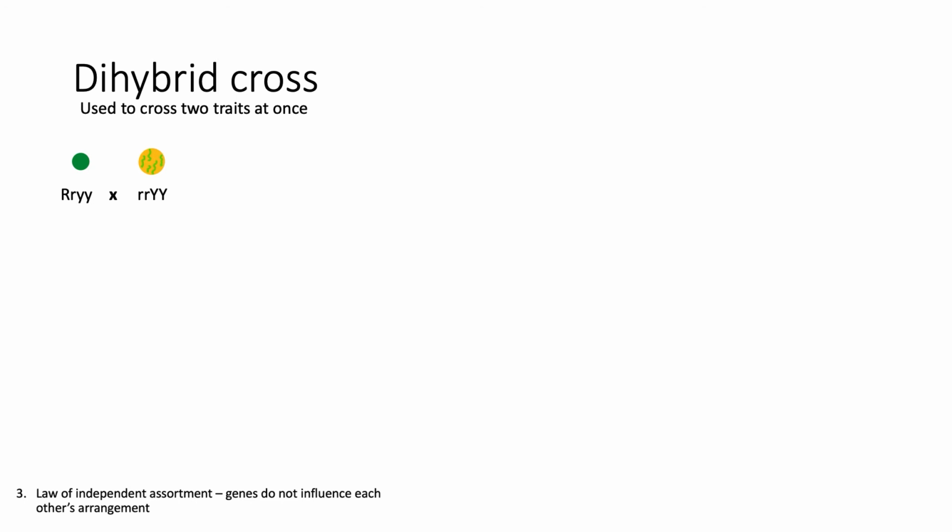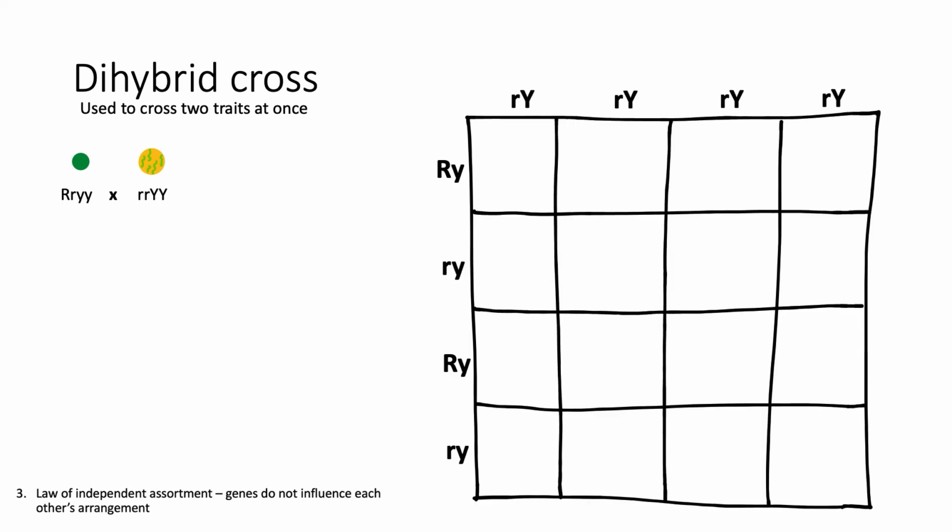Now we're going to work with a dihybrid cross, which is a way of determining all possible genotypes for not one, but two traits. We can do this according to Mendel's third law, which is at the bottom of the slide here, the law of independent assortment, which states that genes do not influence each other's arrangement. We'll be crossing two pea plants with the genotype uppercase R, lowercase y, and lowercase r, uppercase Y. Now, in terms of the actual Punnett square, we're going to be using a 4x4 grid and crossing all possible combinations of alleles for both parent organisms.